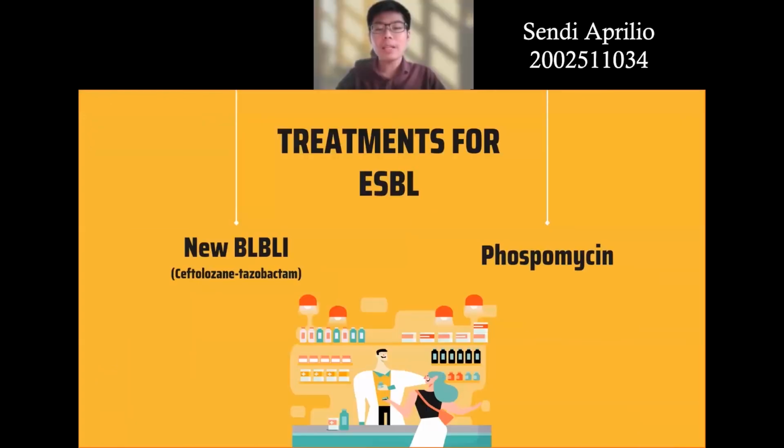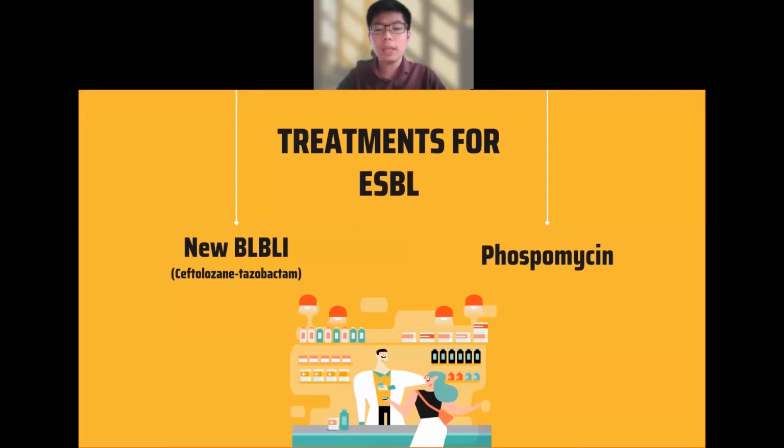Next. Hello, my name is Sendi Aprilio and I will explain the continuation of ESBL treatment. Treatment for ESBL can also use ceftolozane, tazobactam, and fosfomycin. The new cephalosporin ceftolozane can be combined with the classic beta-lactamase inhibitor tazobactam to form ceftolozane-tazobactam, a drug with enhanced anti-pseudomonal activity. Ceftolozane-tazobactam has been approved by the FDA and the EMA. It can also be used to treat UTIs including pyelonephritis, and if combined with metronidazole, it can be used for complicated IAI Enterobacteriaceae treatment.